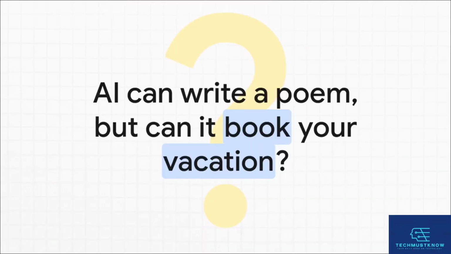So you've probably seen AI do some amazing creative things, right? It can write a poem on the spot, it can design a logo, it can even write code. But what about actually doing a complicated, real-world task? Like planning and booking your entire vacation, from finding the flights to even checking the weather forecast? Yeah, that's a whole different ballgame.